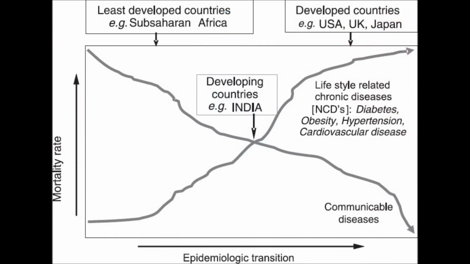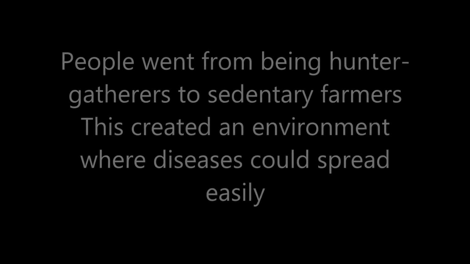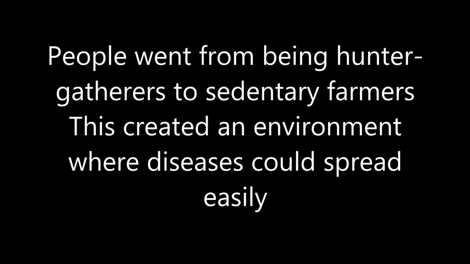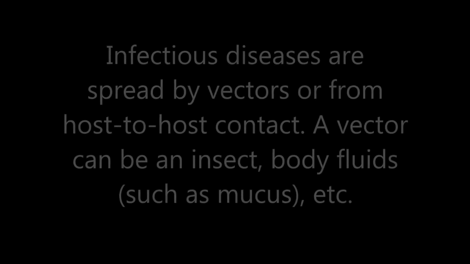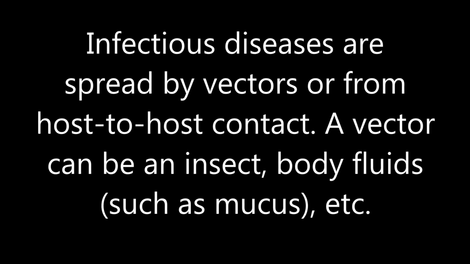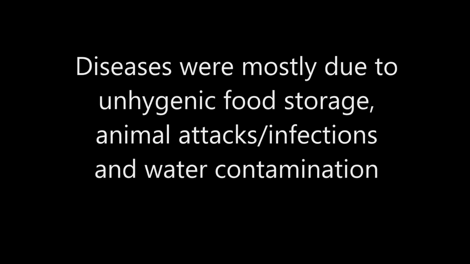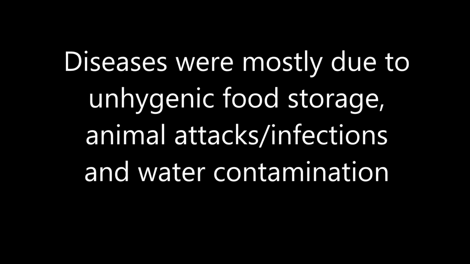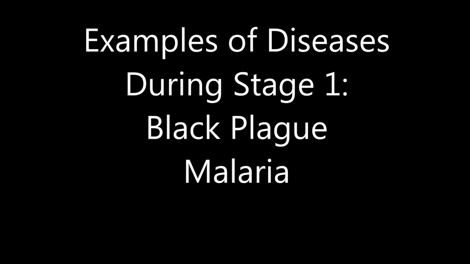This is the epidemiological transition model. Stage 1 is the age of pestilence and famine. People went from being hunter-gatherers to sedentary farmers, and this created an environment where diseases could spread easily. Infectious diseases are spread by vectors or from host-to-host contact. A vector can be an insect or body fluid such as mucus. Diseases are mostly due to unhygienic food storage, animal attacks, infections, and water contamination. Examples of diseases during stage 1 include the Black Plague and malaria.